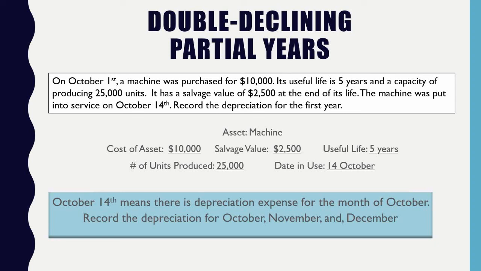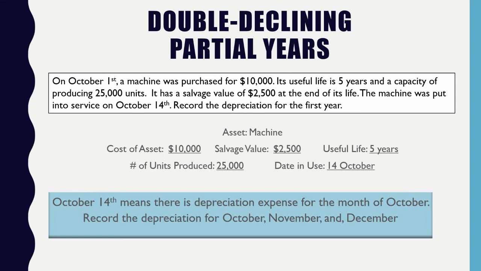So in this case, if I place my asset in service as of October 14, I have to calculate depreciation for October, November, and December. Okay? So therefore, it's only 3 months old. Okay?